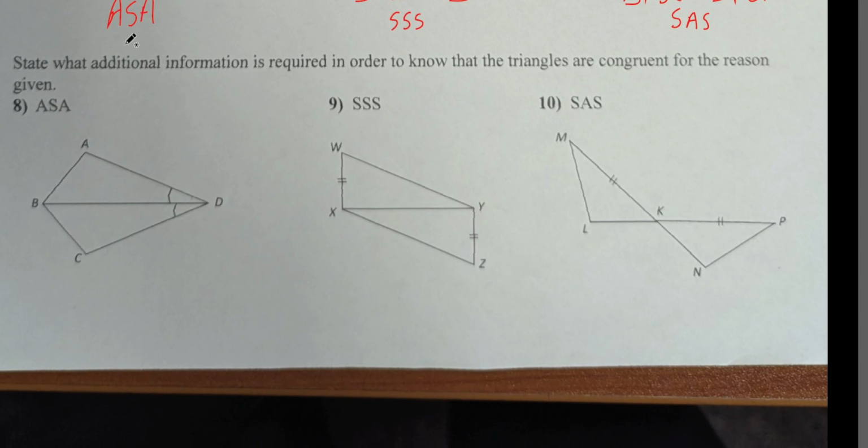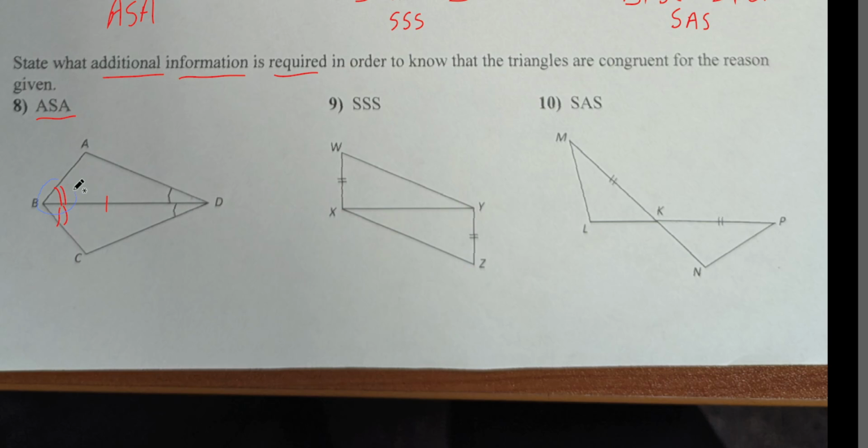Now this one's a little different. It says state what additional information is required in order to tell these triangles are congruent because of angle, side, angle, all right? Well, there's my angle, right? The side's given to you, isn't it? So I can put a little tick mark right there. What else must be congruent to each other for these triangles to be congruent? This angle right here, agreed? If I was going to go angle, side, angle, there's my angle, there's my side, and then there's my other angle, right?